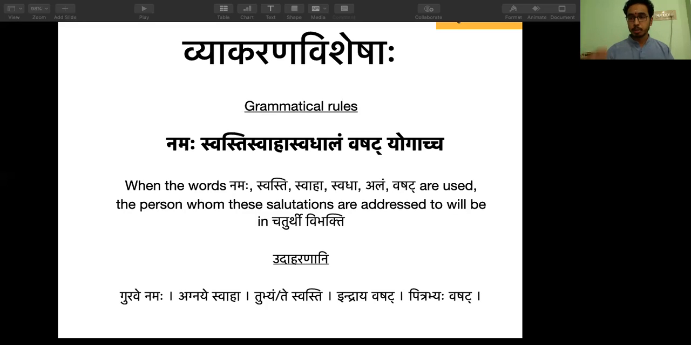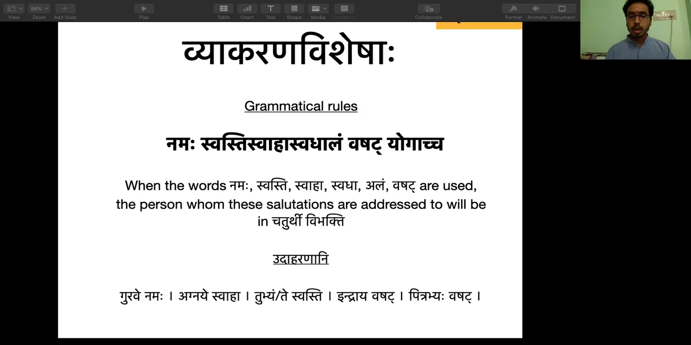If you are doing it for Pitr Karyas, then use the word Vashat. So all these words, the person to whom you are using them will be in Chaturthi Vibhakti. My salutations to the Guru. To whom are you giving your salutations? To the Guru. So that Guru will be in Chaturthi Vibhakti.